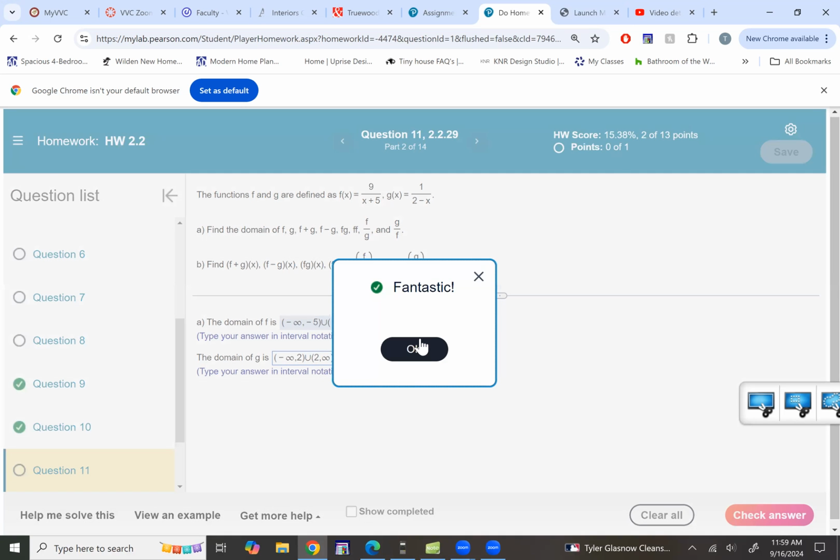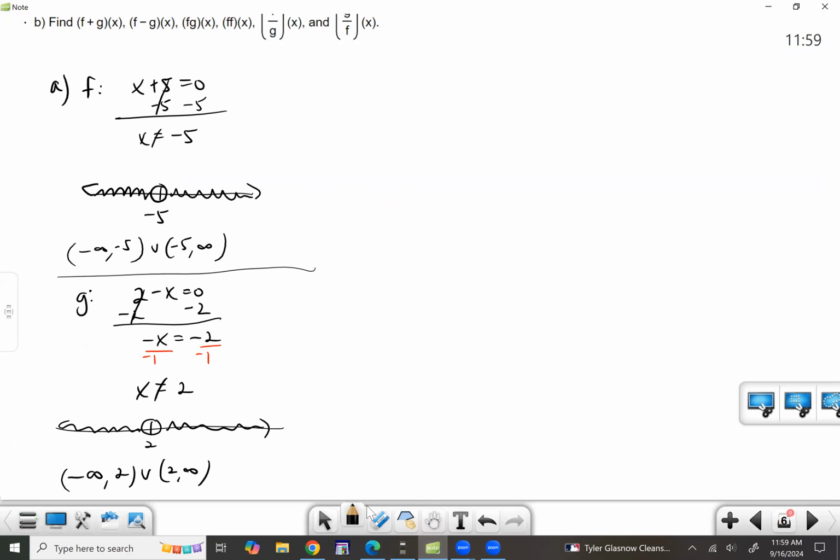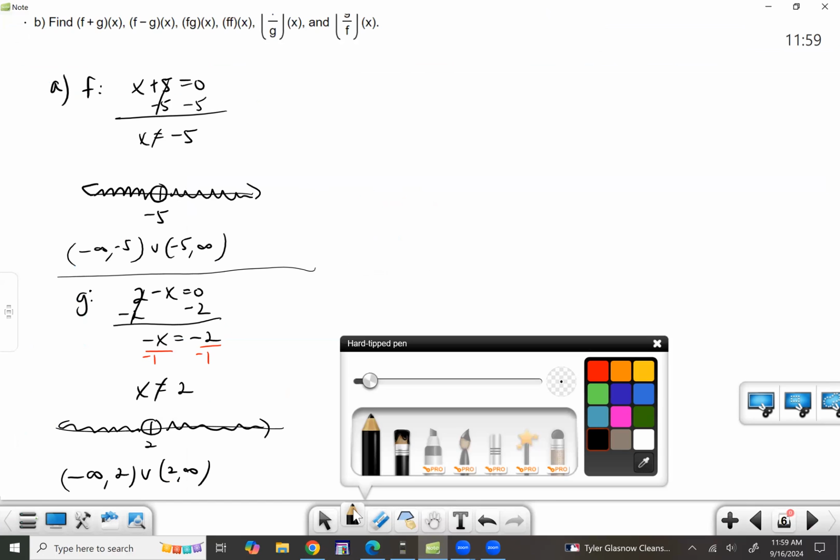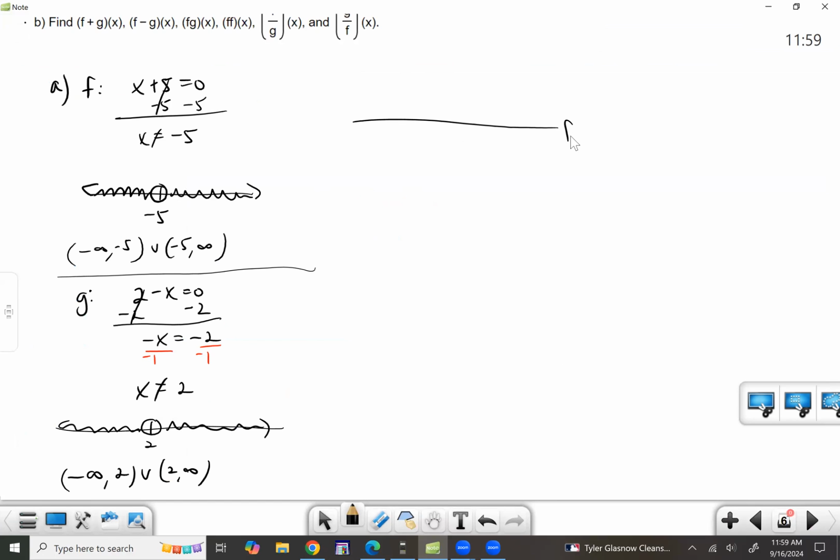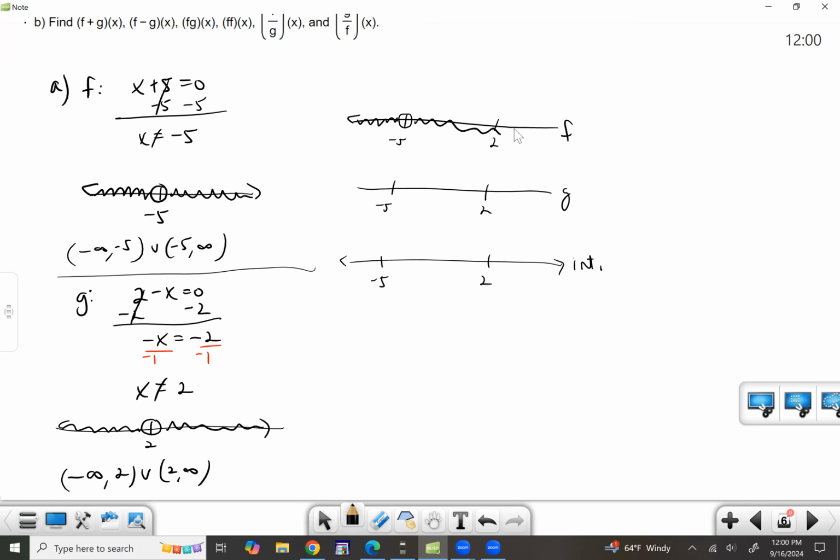Okay. Now this is kind of tricky. We're looking for the intersection of these two, so that's going to take a little bit. Let's draw them stacked on top of each other. One of them goes from, let me put -5 on here and 2 on here. Same thing for G, I'm going to put -5 and 2 on here. And then same thing for the intersection, put -5 and 2. So F had -5 removed. G had 2 removed.